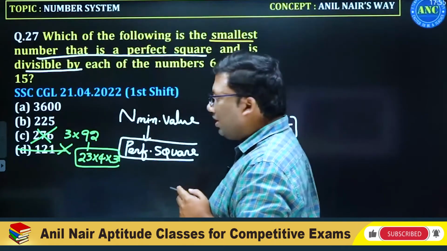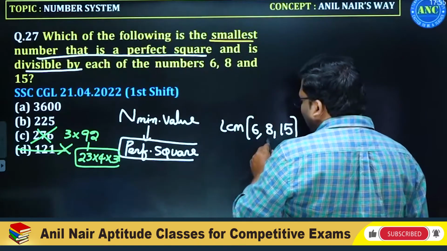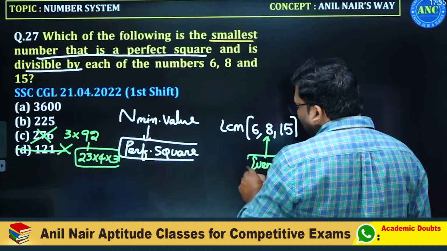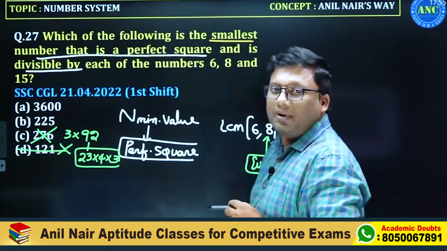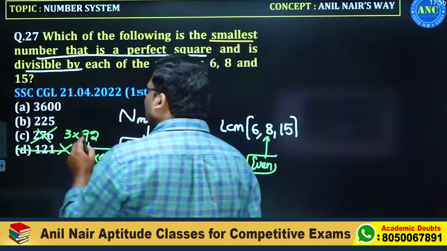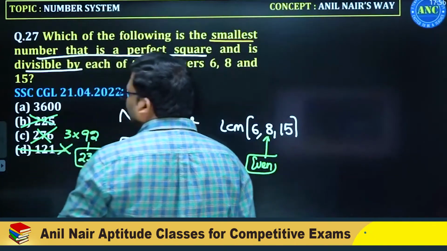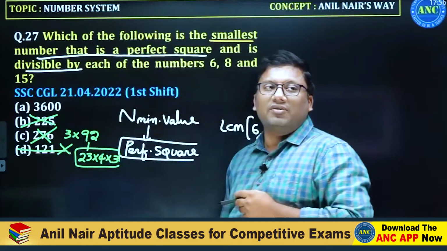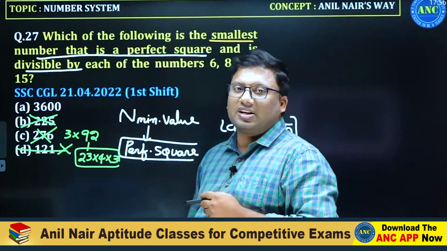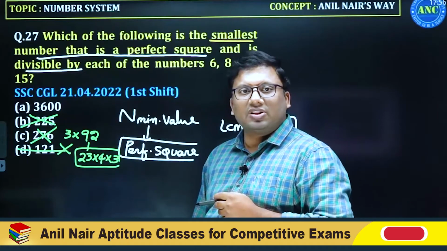225. If you see here, it is the LCM of, here it is an even number. Input one number is an even number, the answer will also be an even number. Input one number divisible by 2, the answer also should be divisible by 2. So 225 is out. That means without even doing the LCM, I got the answer as 3600.